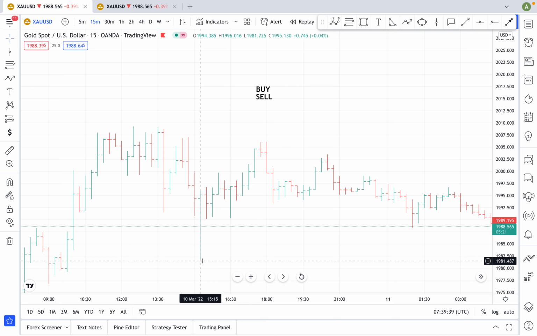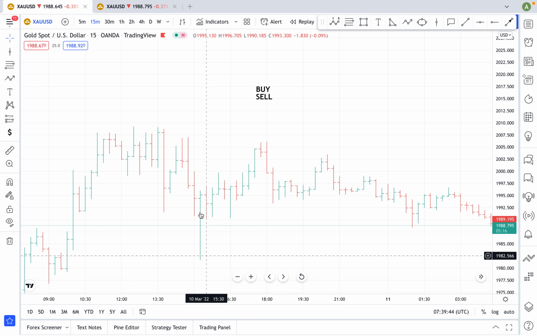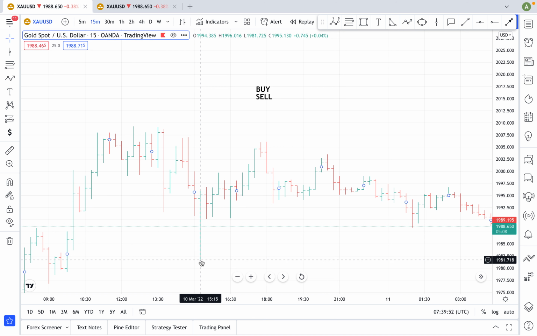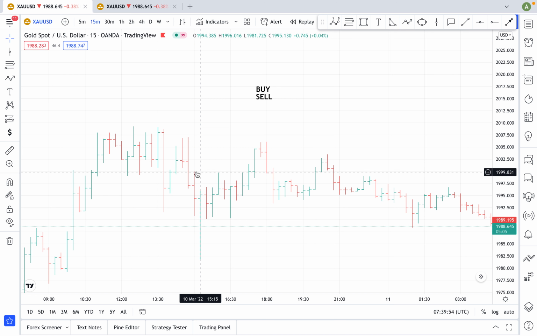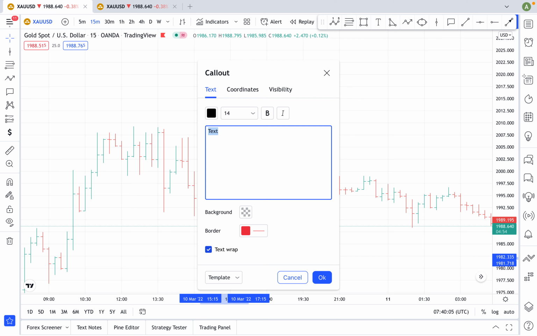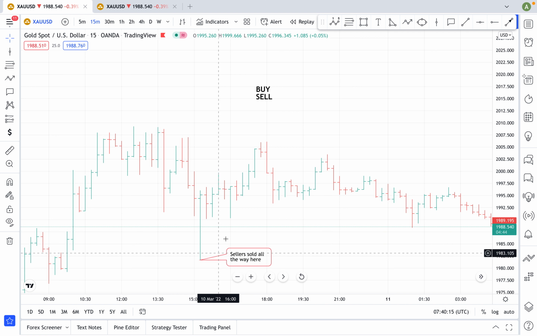The price does what here? Opens here, and then closes here. That means that when these sellers are selling, these sellers sold all the way down here. You know, the red candle identifies the sellers, right? So now they sold all the way down here. So let me just put it like this: sellers sold all the way here, right? They stood there. Now buyers started buying again.